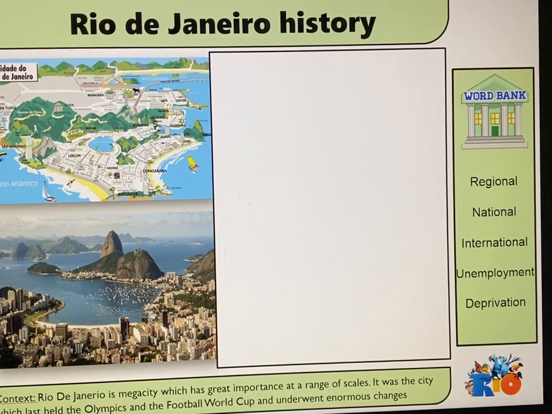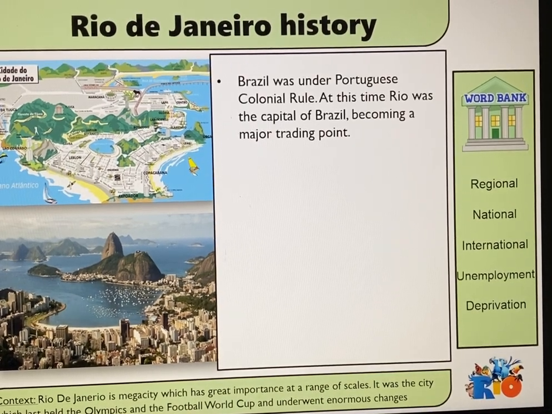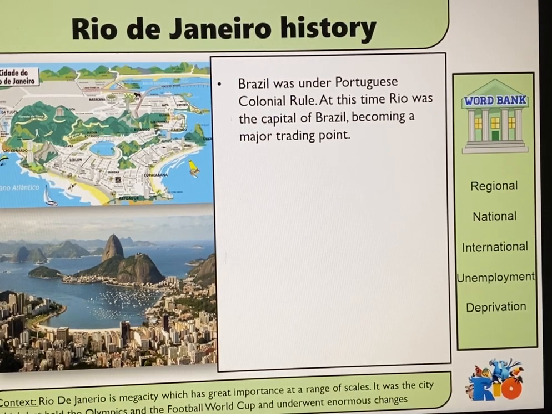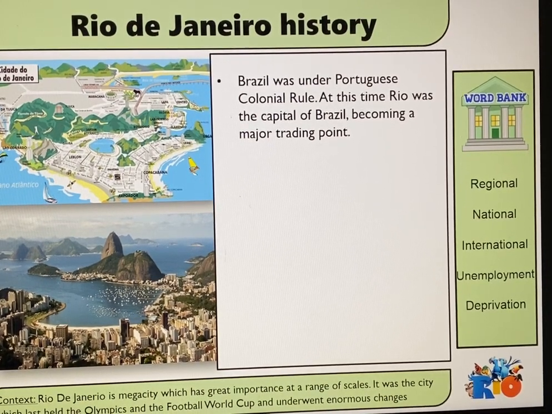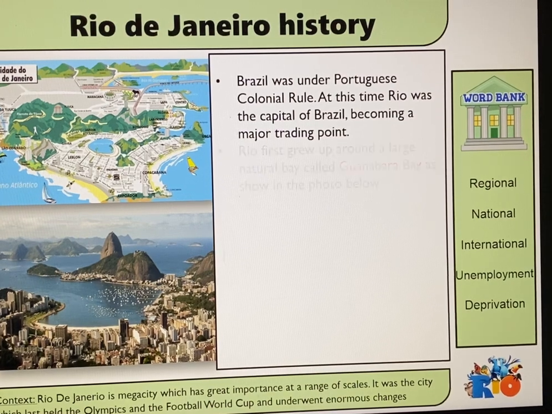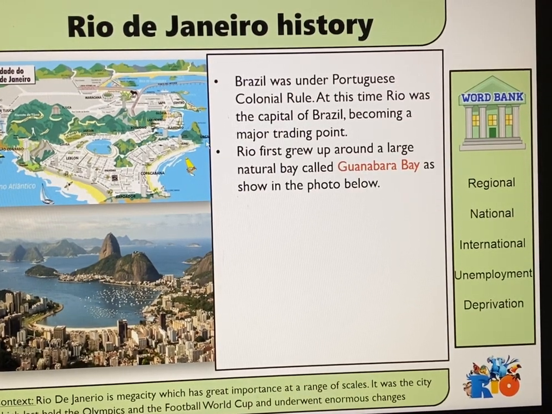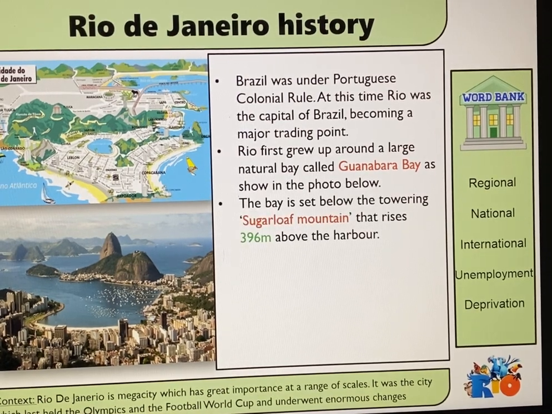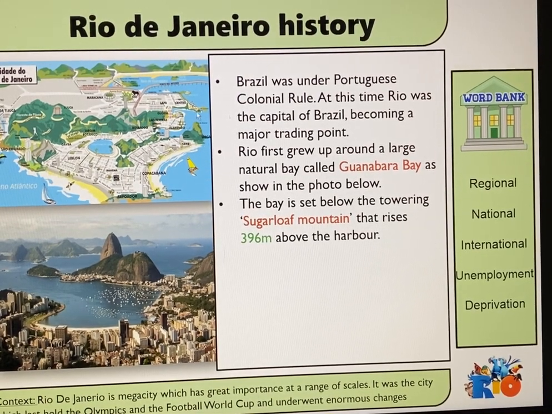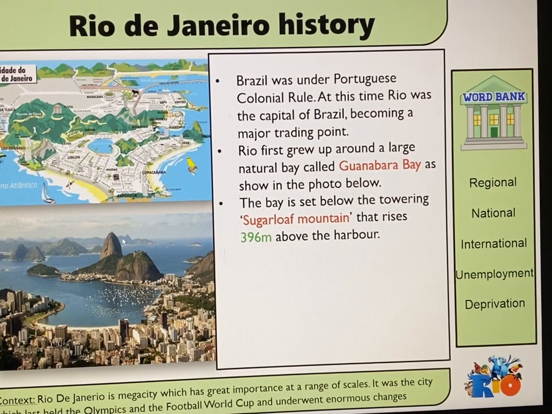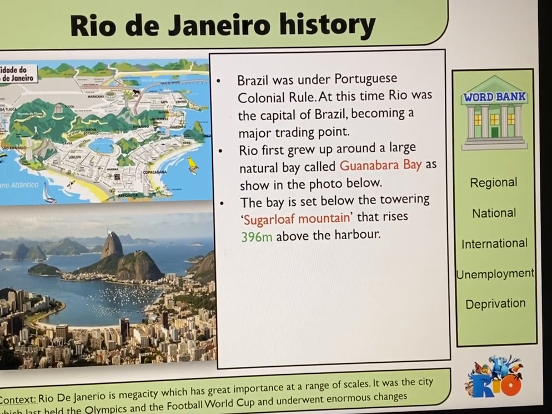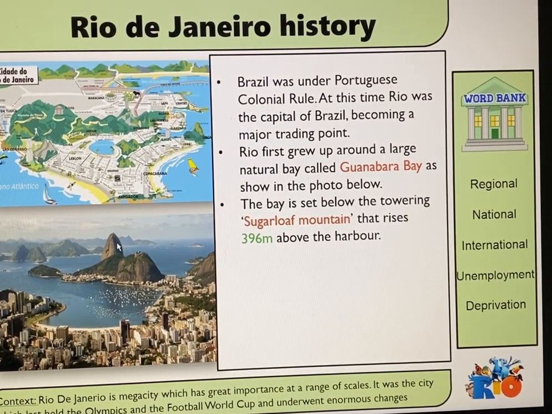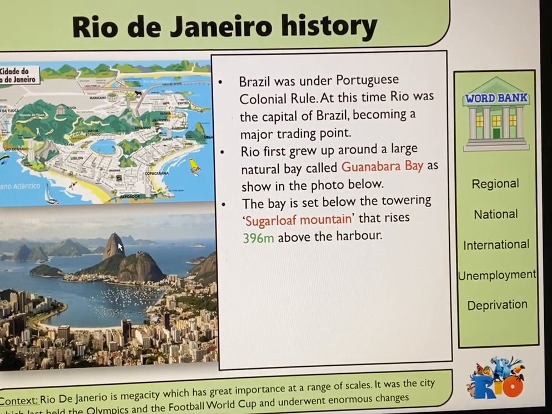So, a bit about Rio's history. Rio was the capital city of Brazil. Under Portuguese rule, it became a major trading port. Now, Rio grew up over this bay here. This bay is where we see Sugarloaf Mountain. Now, this is where the Christ the Redeemer statue is. You should just be able to see the mouse move. It stands 396 metres above the harbour, and this area is incredibly important in Brazil.